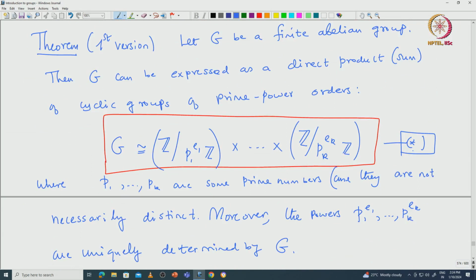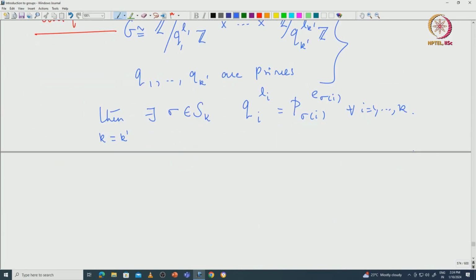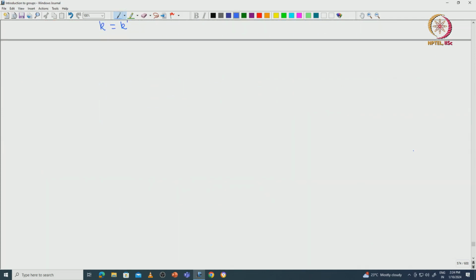Okay, so let me state the second version, but before stating the second version, let me do some examples, then it will be clear. What is the meaning of the second version, why is the second version naturally motivated from the first version? Before that, let us recall this fact, something we proved some time back. This actually implicitly uses the Chinese remainder theorem.